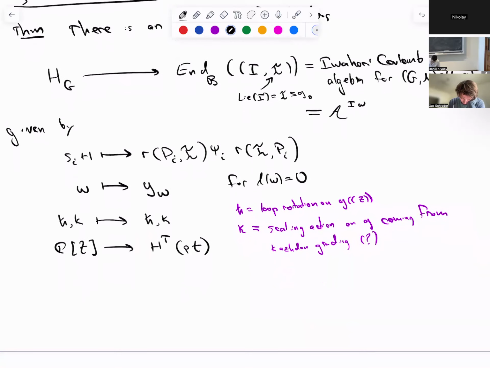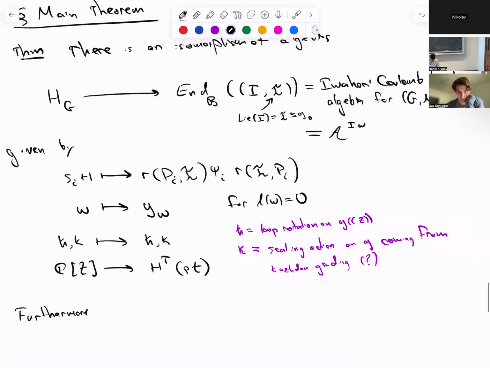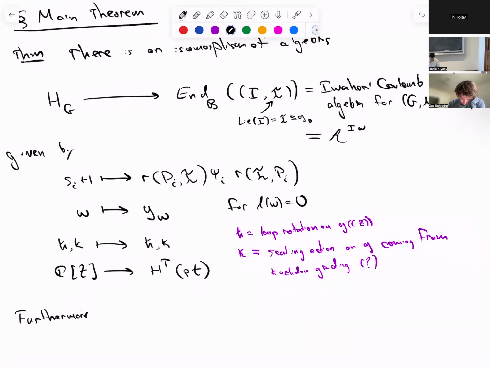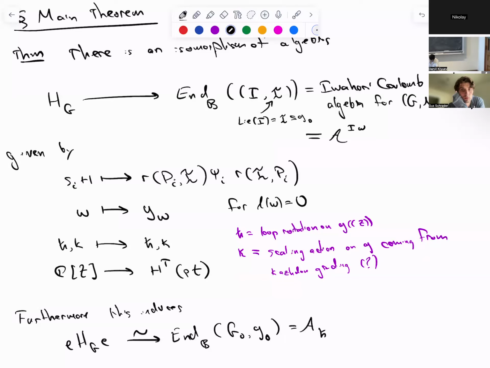Okay, and furthermore, this isomorphism restricts to one on the spherical subalgebras. I'll put this in a box.